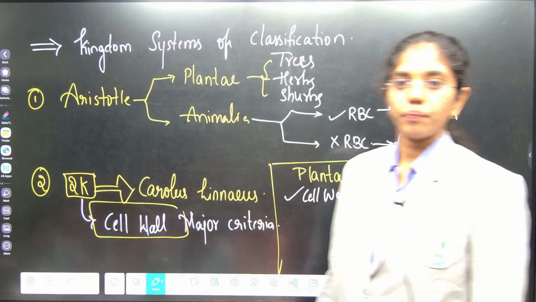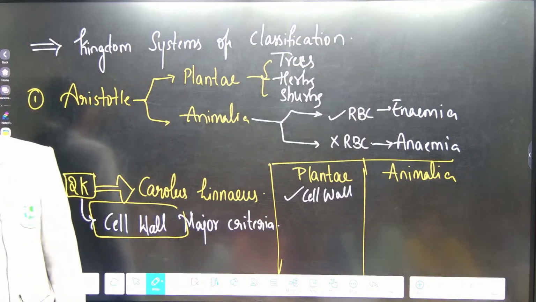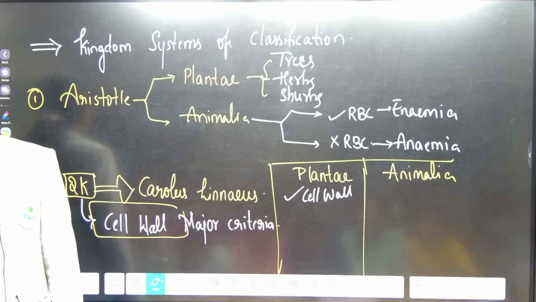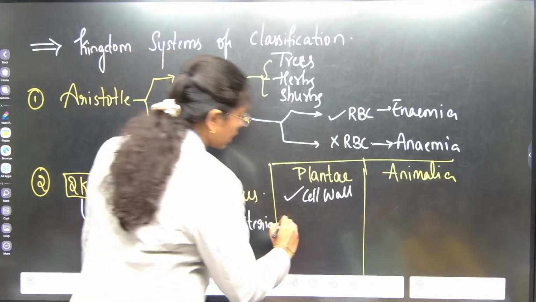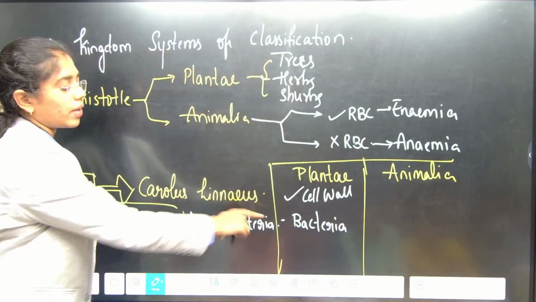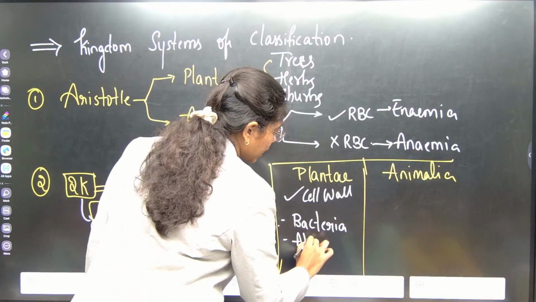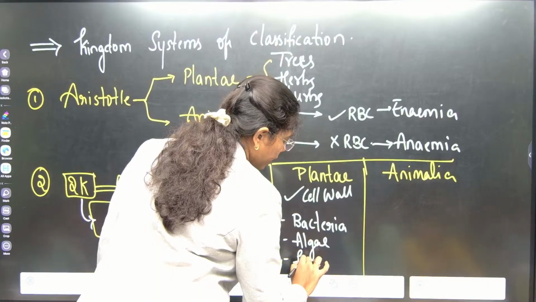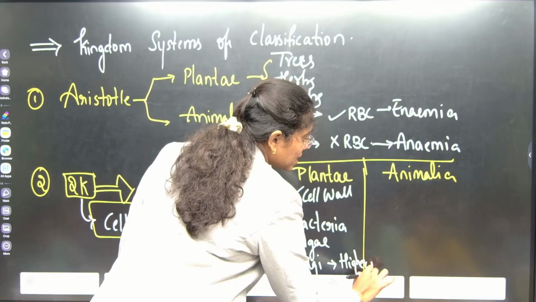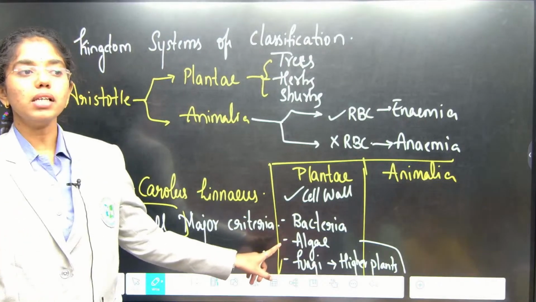So now you tell me, does bacteria have a cell wall? Yes. What is the cell wall composition in bacteria? Peptidoglycan. So in the two kingdom system of classification, bacteria are placed under Plantae. Next is algae, next is fungi, and then higher plants. All these have what? Cell wall. So they are placed in the same kingdom, that is Plantae.